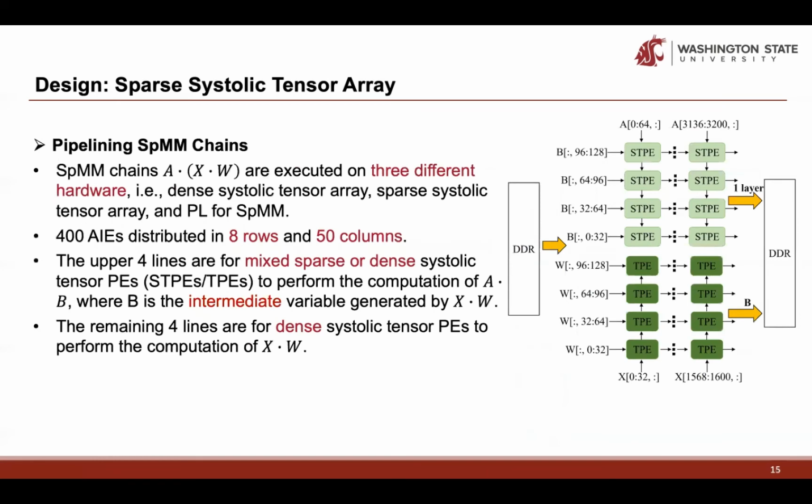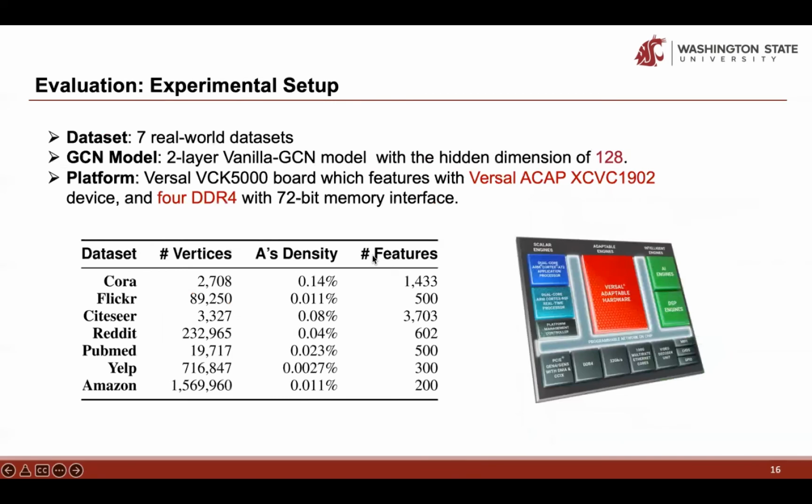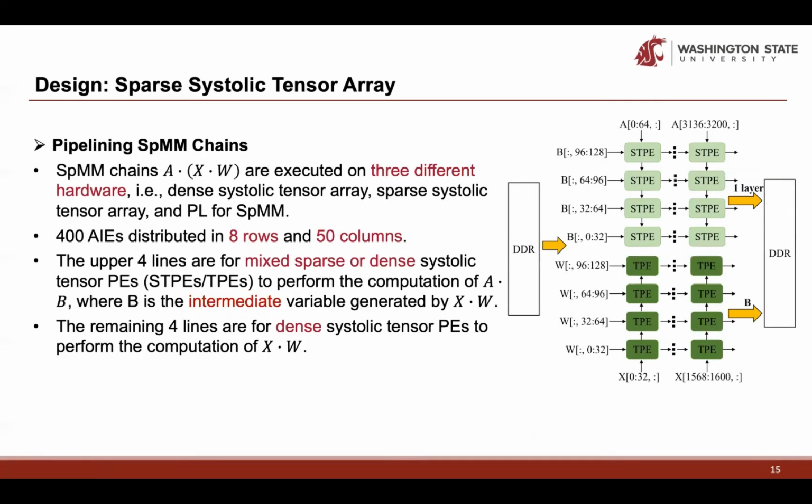Then I'll talk about the pipelined SpMM chain. SpMM chains are executed on 3 different hardware, for example, a dense systolic tensor array, a sparse systolic tensor array, and PEs for SpMM. The PEs are distributed in 8 rows and 15 columns. We use 4 columns for the mixed sparse or dense systolic tensor PEs to perform the computation of A dot B, where B is the intermediate variable generated by A dot W, and the remaining 4 lines are used for dense systolic tensor PEs to perform the computation of A dot W, X dot W.